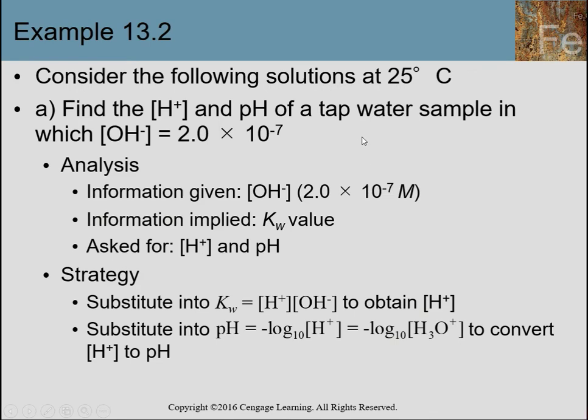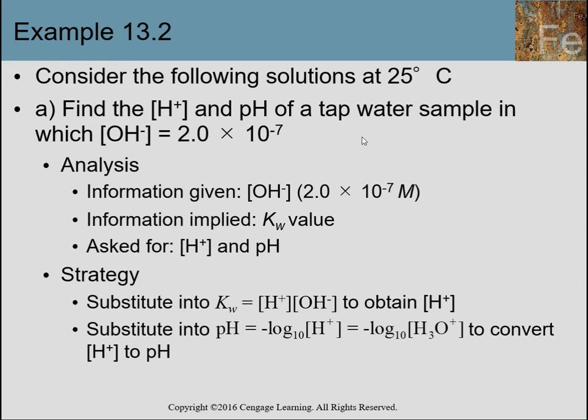Okay, so let's look at an example of how we can use this. Consider the following solutions at 25 degrees Celsius. First question, find the hydrogen ion concentration and the pH of tap water, if the tap water's concentration of hydroxide is 2.0 times 10 to the negative 7th. So we take our information as given to us. We're going to do a strategy. Our strategy is we're going to use the Kw to get the hydrogen ion, and then we're going to use the hydrogen ion to get the pH.